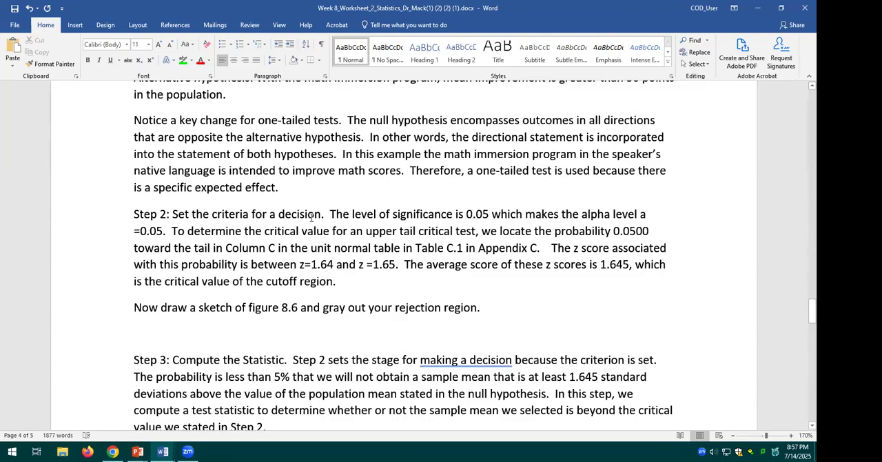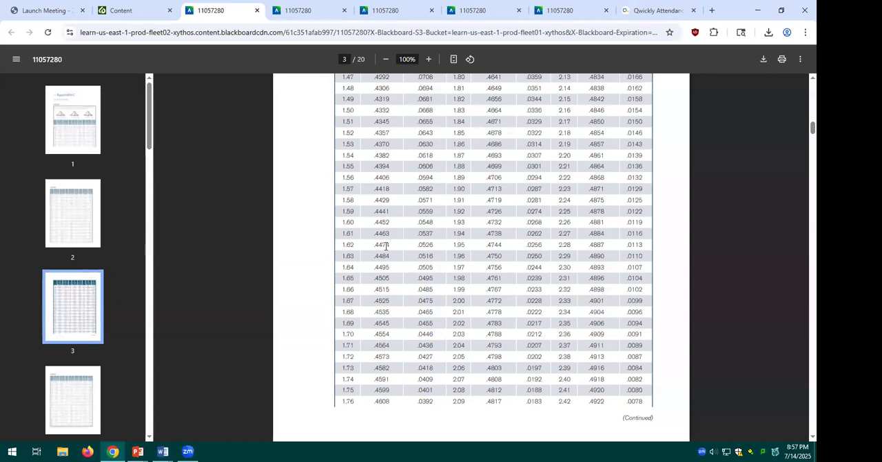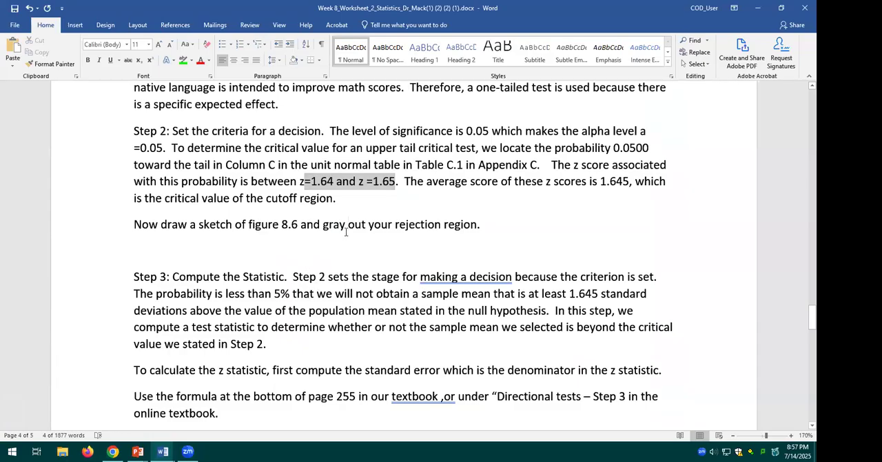Set the criteria for the decision. The level of significance is 0.05. We go into our table. It's between 1.64 and 1.65. If you look at that, that's why: 0.0505 and 0.0495, 0.5000 is right in the center. So we're going to split the difference and make it 1.645, like halfway. That's our critical value of the cutoff region, that right side.